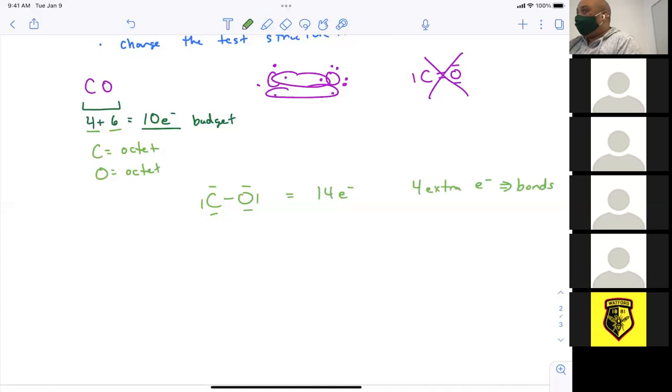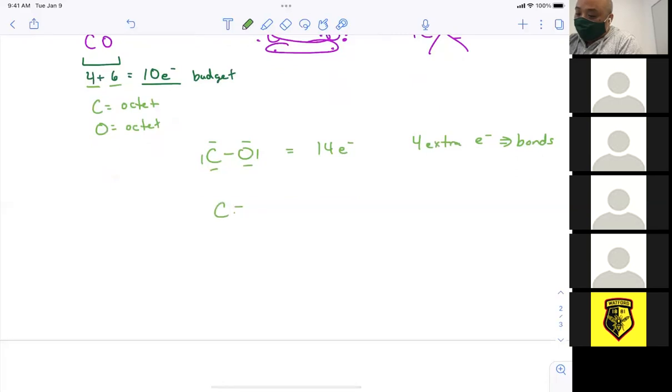Every bond is 2 electrons. So that means we need to convert those into 2 bonds. So what happens is carbon gets a triple bond with oxygen, and you're left like that. And this is our 10 electrons. And there's our final structure.